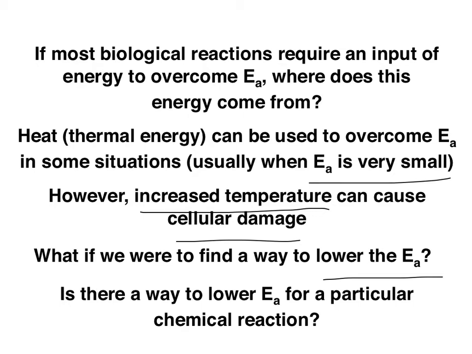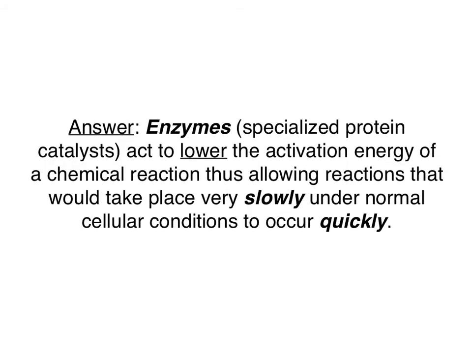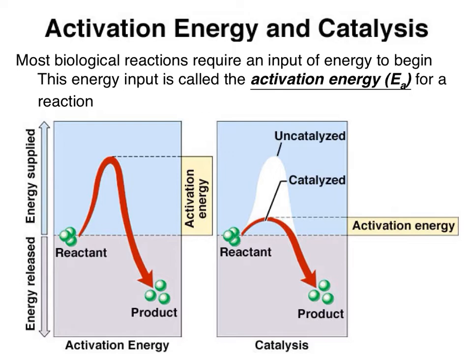And luckily, there is a way that we can accomplish that with enzymes. Enzymes are specialized protein molecules that lower the activation energy for a chemical reaction. So by doing this, by lowering the activation energy barrier, they allow reactions that would normally occur very slowly to occur much more quickly. So we say that enzymes act to speed up chemical reactions because they take reactions that would occur slowly and allow them to occur much more quickly by lowering the barrier that is necessary to get the reaction started.